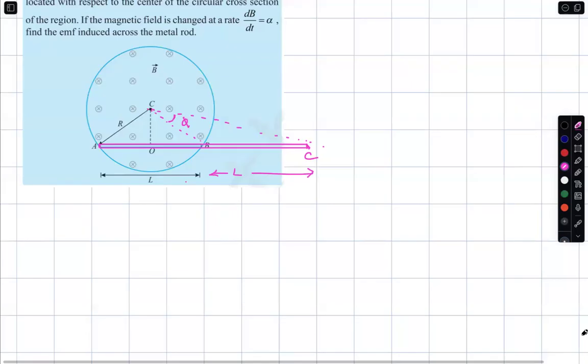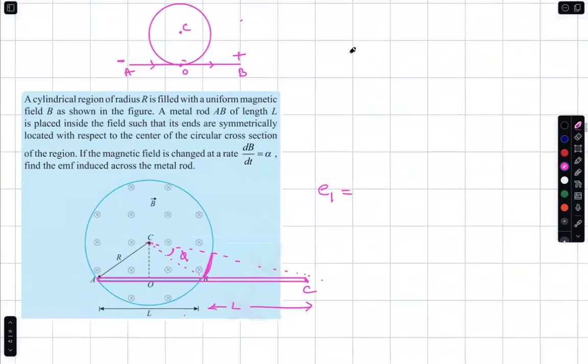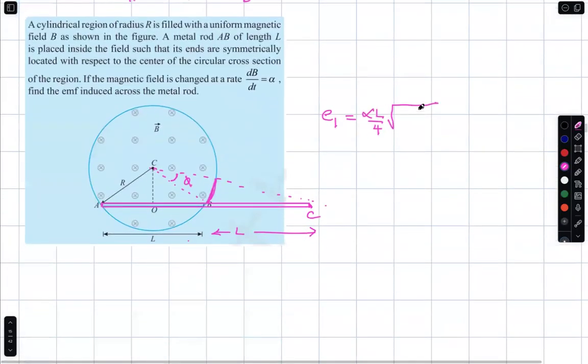Very simple. Already you have done one for half of the question here. This part you already did. The only thing is, this is the area enclosed. There are two EMFs here. EMF 1, already copy from the above. What is that? Alpha L by 4 under root R square minus L square by 4. This is the first EMF.